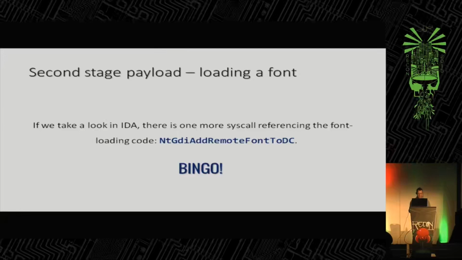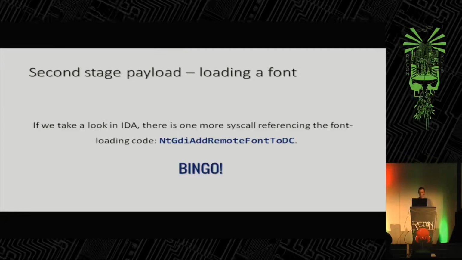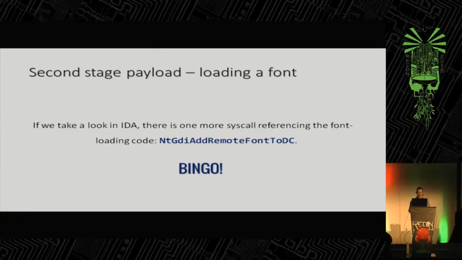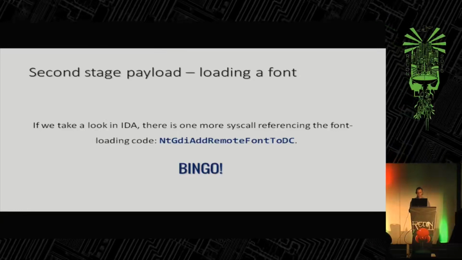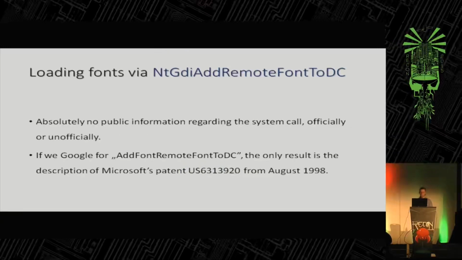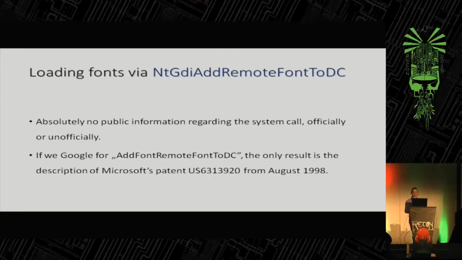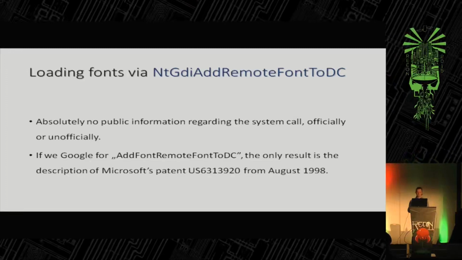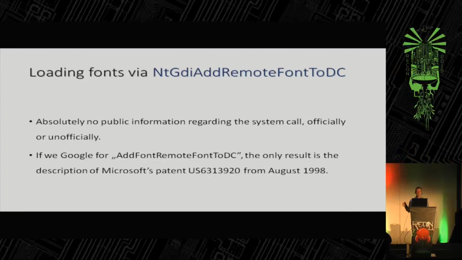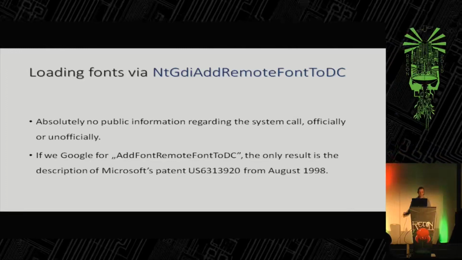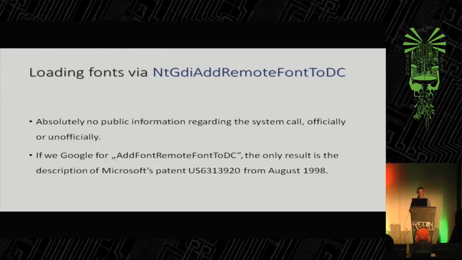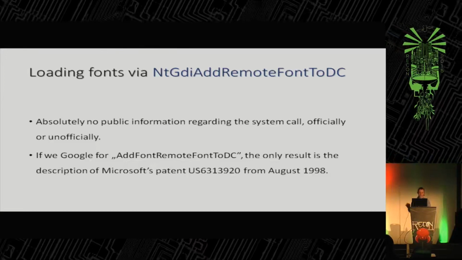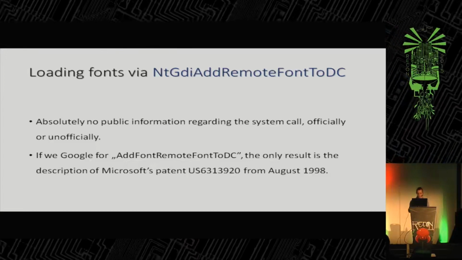And it turns out that there is one font-related system call that is not documented anywhere, called NtGdiAddRemoteFontToDC. And if you type that into Google, it will result in zero results, basically, either officially or unofficially. And if we strip the NtGdi prefix and just Google for the rest, then we will see that there is one result, which is the description of a Microsoft patent.